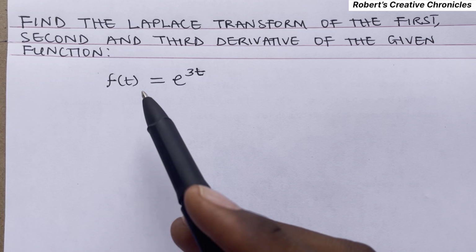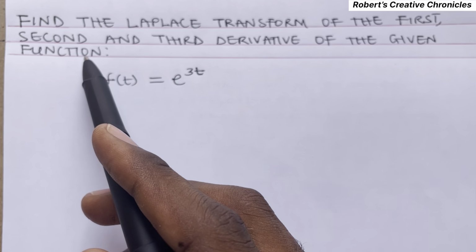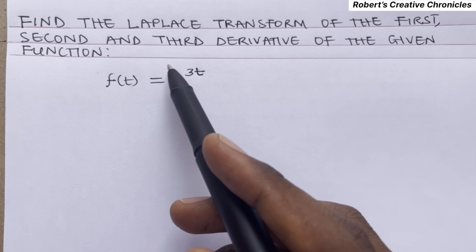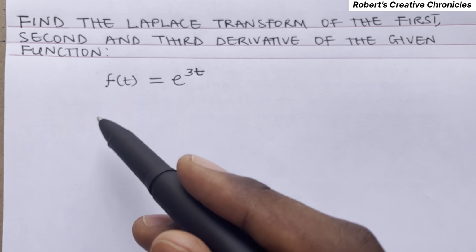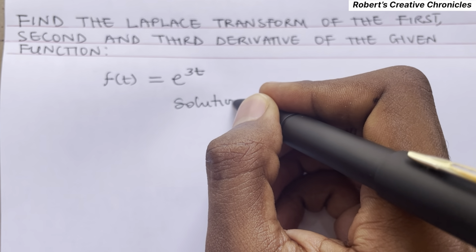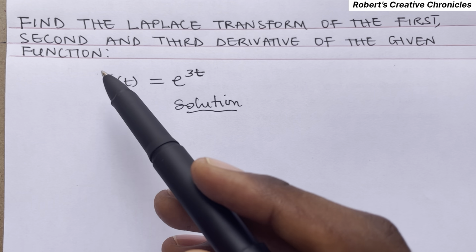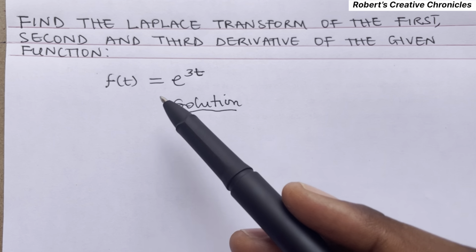So today we'll be solving this question which states: find the Laplace transform of the first, second, and third derivative of the given function. This is the function e^(3t). Solution. First of all, we have to find the first, second, and third derivative of this function.